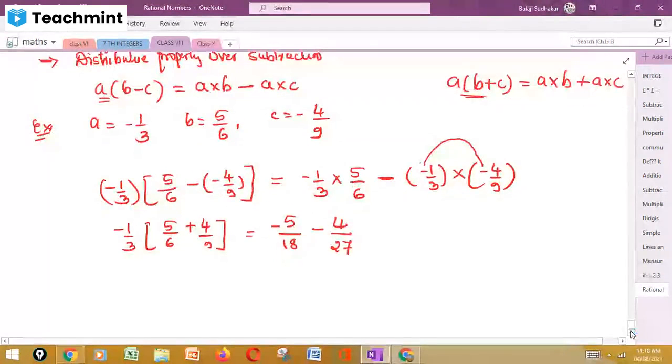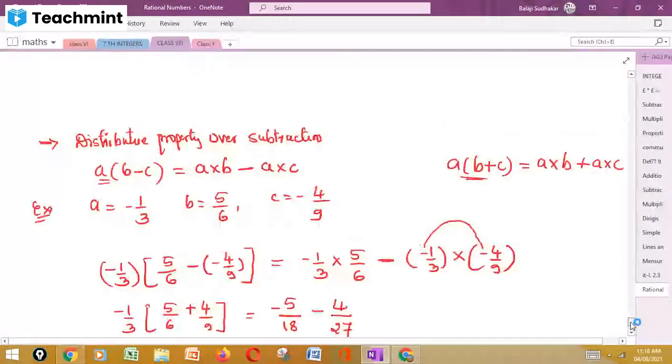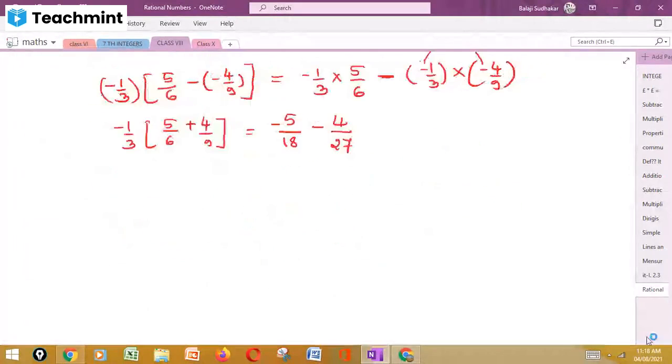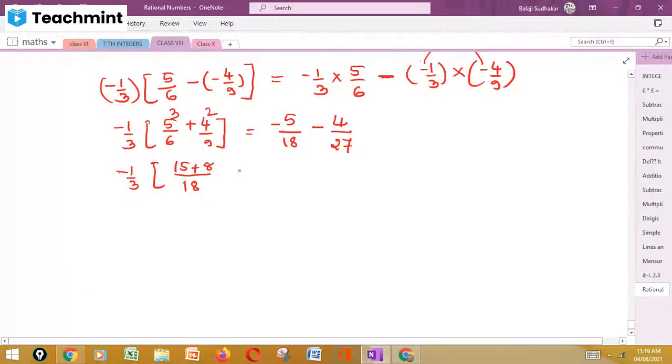Okay, minus 1 by 3. What is the LCM of 18 and 27? 54. Minus 5 by 18 and minus 4 by 27.